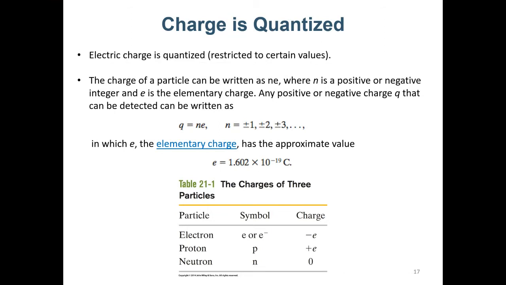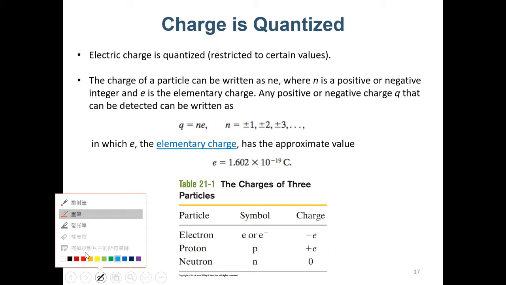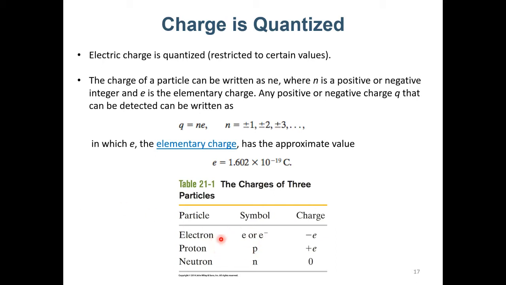Yesterday we stopped here. It's about charge quantization. Charge is quantized, and it's nothing special. You should have learned this in chemistry class, so you should know that the electron has a negative charge e, which is 1.6 times 10 to the minus 19 coulomb, and the proton has the same amount but a positive charge.